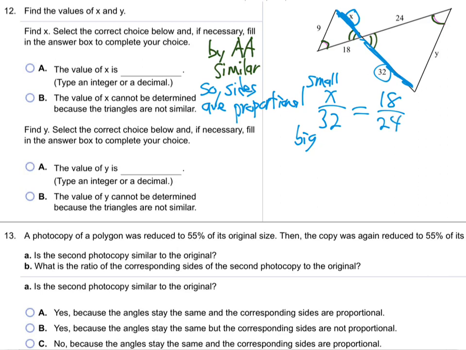Because the 18 goes between the single and the double in the small triangle, and the 24 goes between the single and the double in the big triangle. See how I still went small triangle to big? Small to big, small to big. So make sure you keep consistent ratios when you do these problems. You can't change your mind halfway through. You could put the big on the top and the small on the bottom, but you've just got to be consistent. If you start with small and then go to big on the left, you've got to do small and big on the other side too. Now, how do we solve that? We cross multiply.